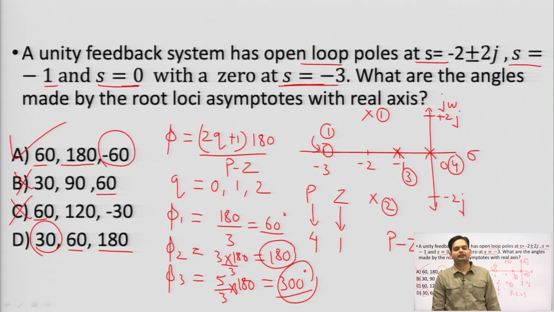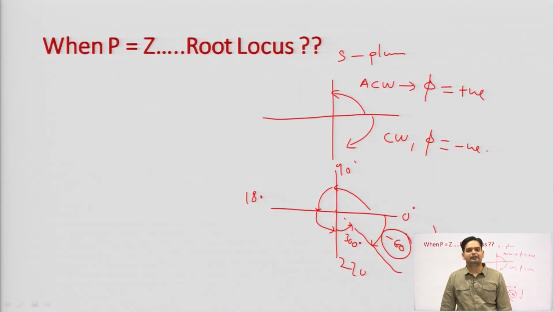So, this is the way that we can calculate the angle of asymptote in the root locus. So, the remaining concept, what will happen when number of poles is equal to number of zeros in the root locus, we will discuss in the next lecture.